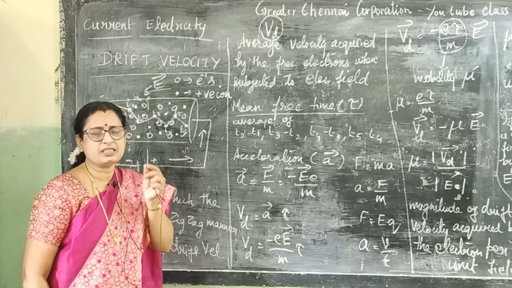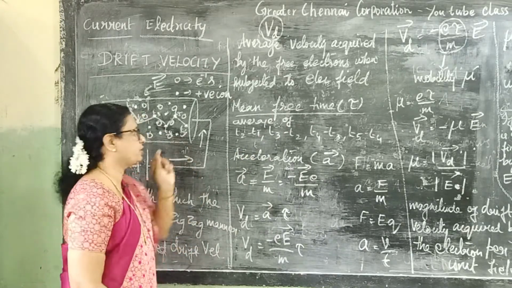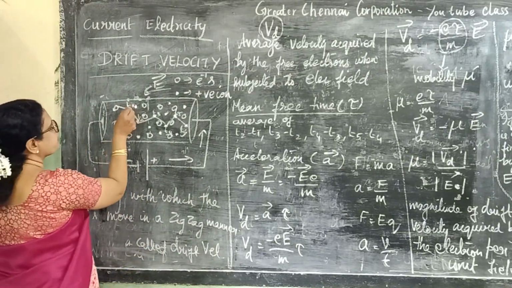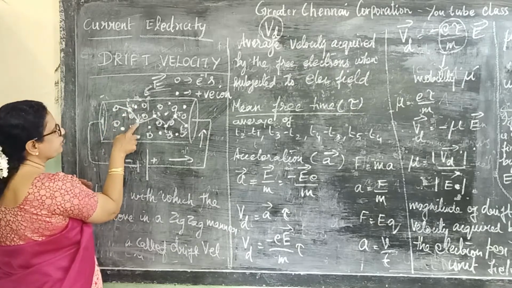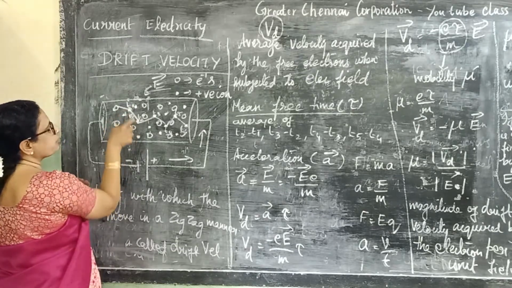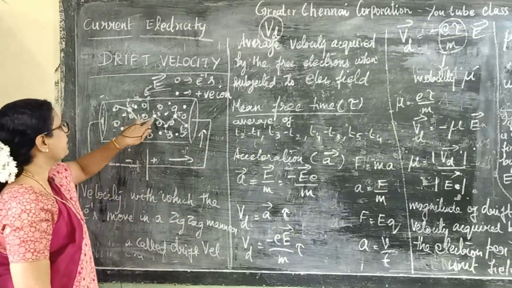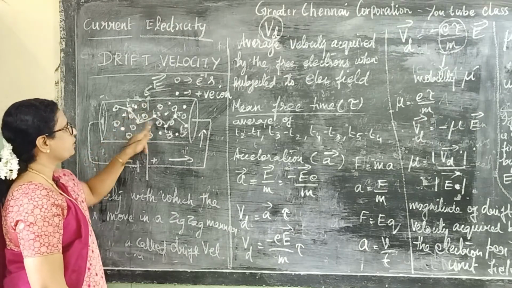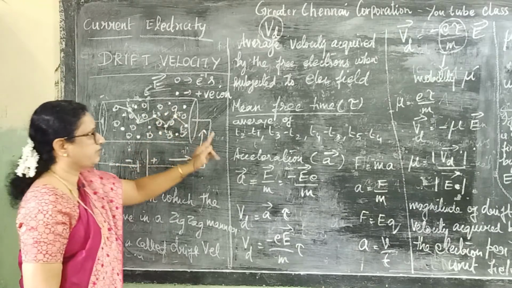Mean free time is defined as the average time between successive collisions. Successive collisions, that is, one collision after another. So the first collision occurs at the time T1 and the second collision occurs at the time T2. So what is the time difference between these two successive collisions? It is T2 minus T1. Similarly, these two are successive collisions, so the time difference is T3 minus T2. Similarly, T4 minus T3, T5 minus T4, T6 minus T5.